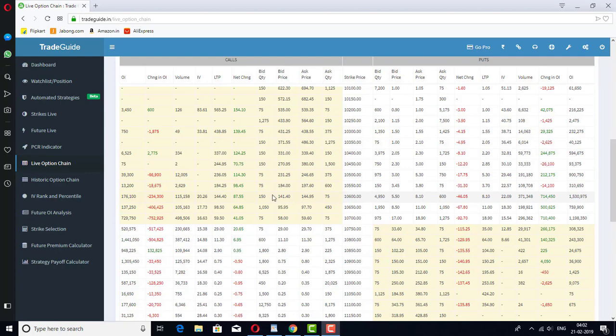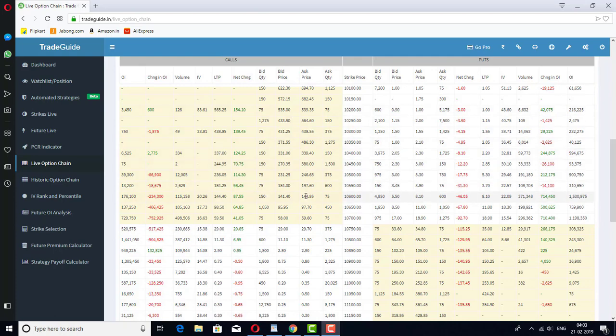The buyer buying the contract and seller selling the contract. So the bid quantity, as it is here 150, shows the number of buyers that are present at that particular strike price who are willing to buy at this particular price. So the price quoted by the buyers is 141.40 and the number of buyers are 150. So this is the price quoted by the buyers and these are the number of buyers.